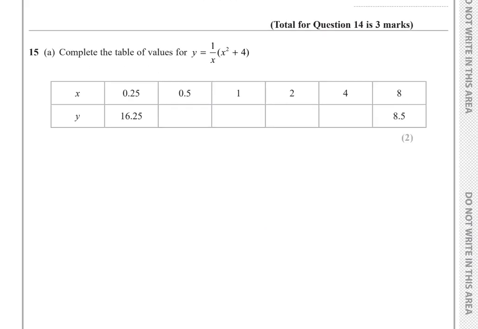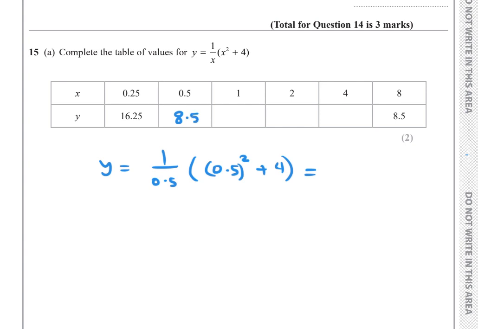15a, complete the table of values for y equals 1 over x times x squared plus 4. Use your calculator and substitute x by 0.5, 1, 2 and 4 to get the answers. For example, for 0.5, y equals 1 over 0.5 times 0.5 squared plus 4. Then find the answer. The answer is 8.5, so write 8.5.